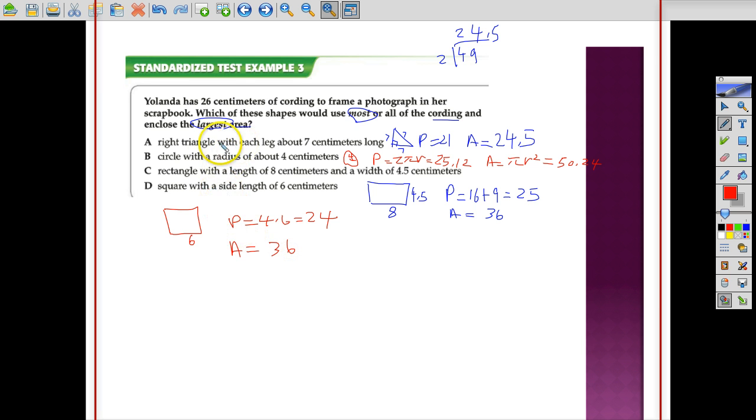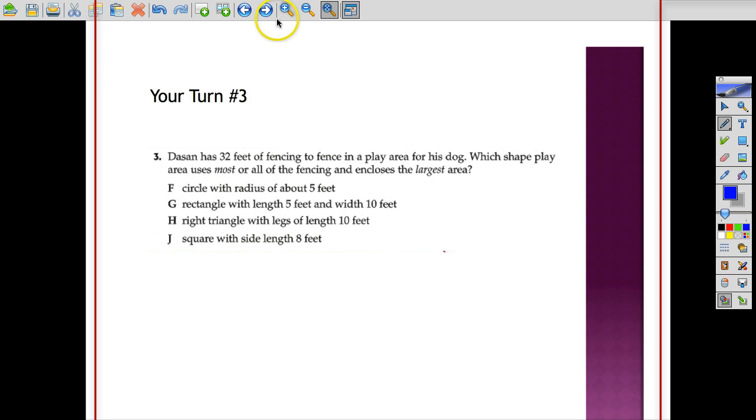So back to our question. Which of these shapes uses most or all of the cording and encloses the largest area? Looking at this, the largest area would be the circle, and it has the largest perimeter as well. So our answer would be B, the circle with radius of 4. Here's your turn number 3. Go ahead and stop the video and do number 3 and come back when you are done.